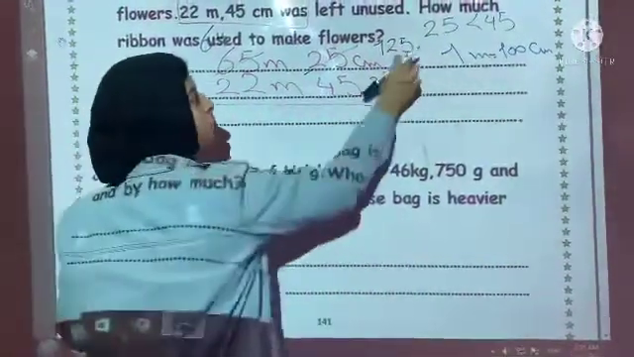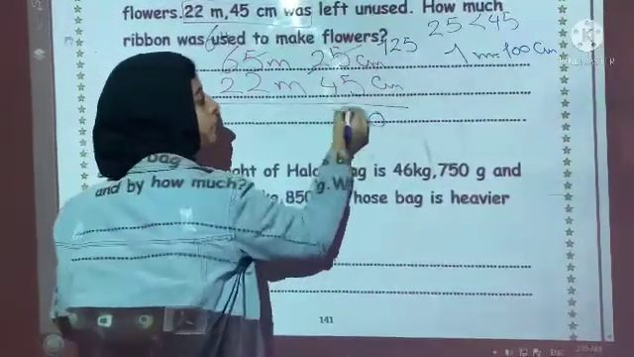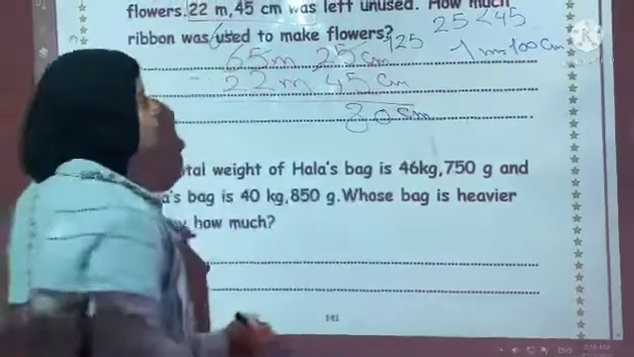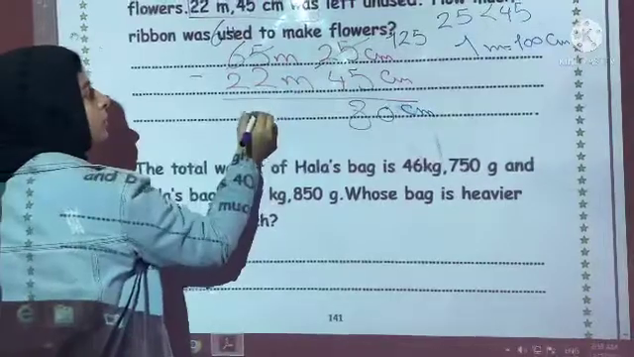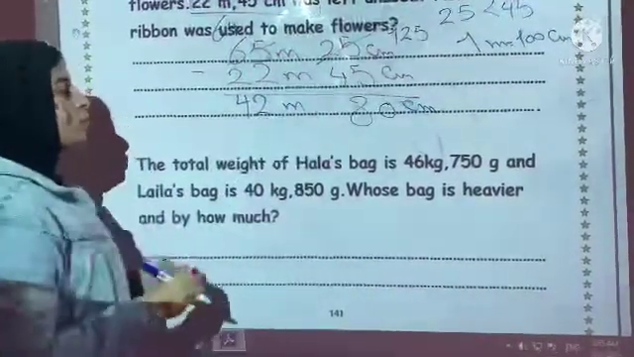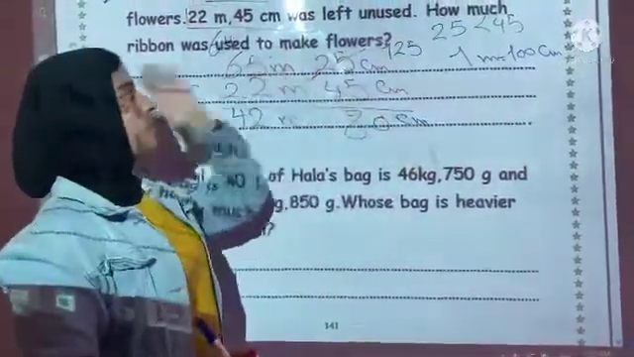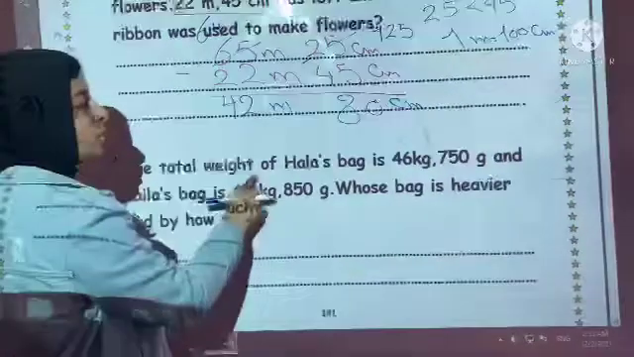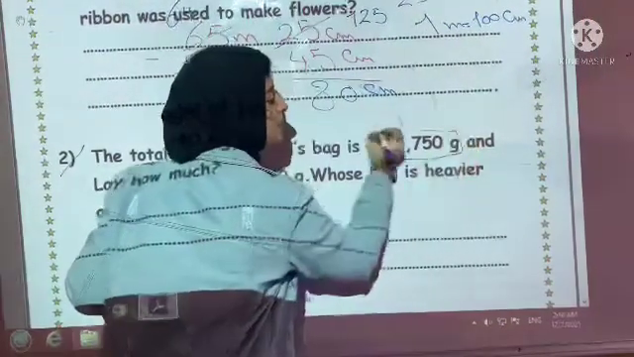Now let's subtract. 5 minus 5 equals 0. 12 minus 4 will be 8. So it will be 80 centimeter. Now 64 minus 22. 4 minus 2 will be 2, and 6 minus 2 will be 4. So the answer will be 42 meters and 80 centimeters. She used this much ribbon.